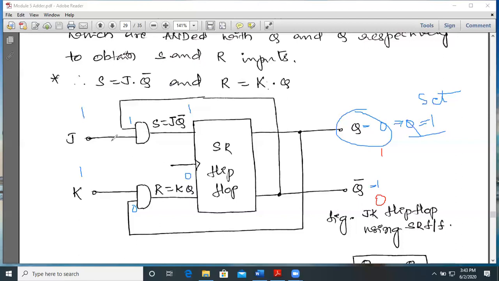Okay, so Q bar is already 0. So thereby we'll get S as 0 over here. We got S as 0 and here Q is 1. Since Q is 1, here we need to write it as 1. When both the inputs are 1, here we are getting R as 1. See here, these are the new inputs now. If we assume Q is equal to 1 and Q bar is equal to 0, we are getting S as 0 and R as 1.